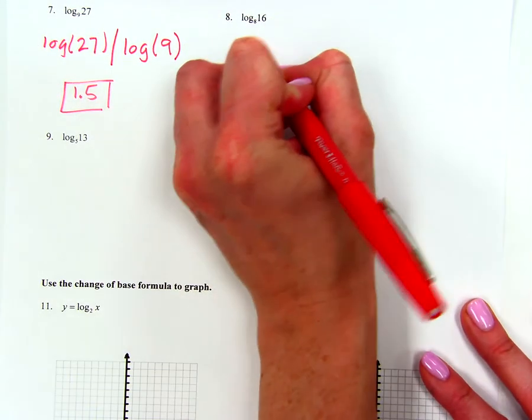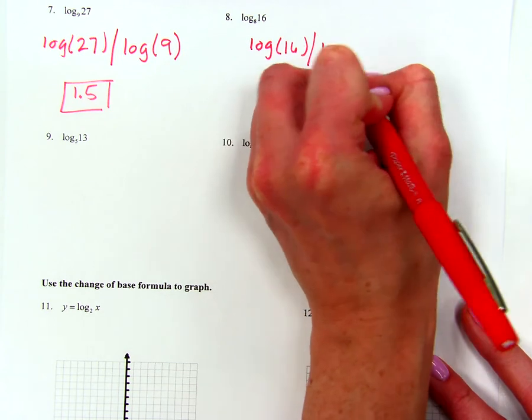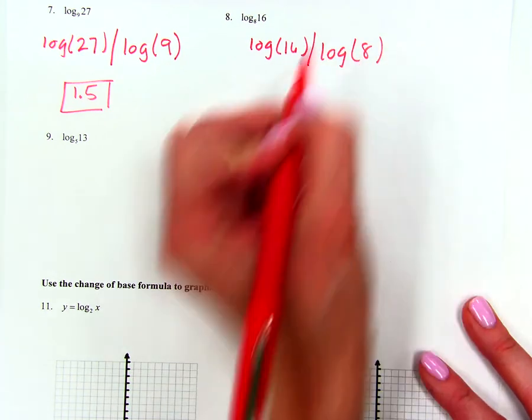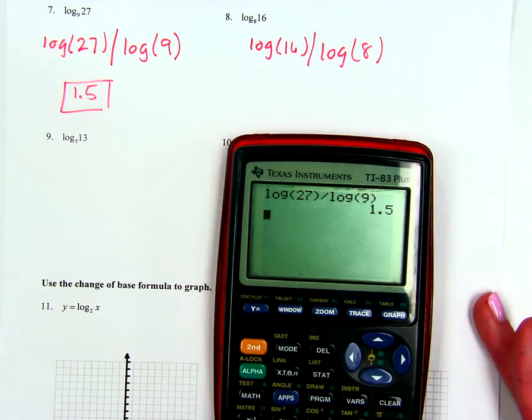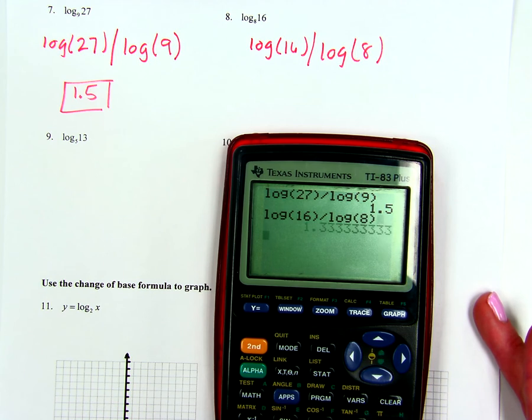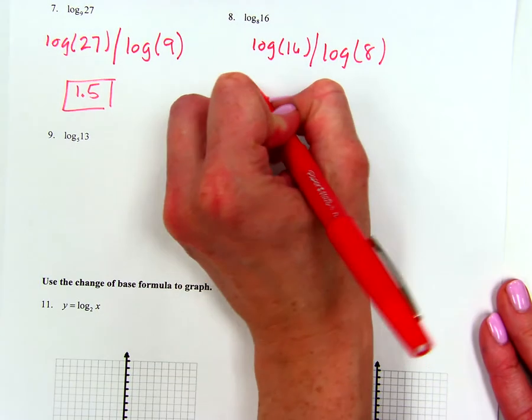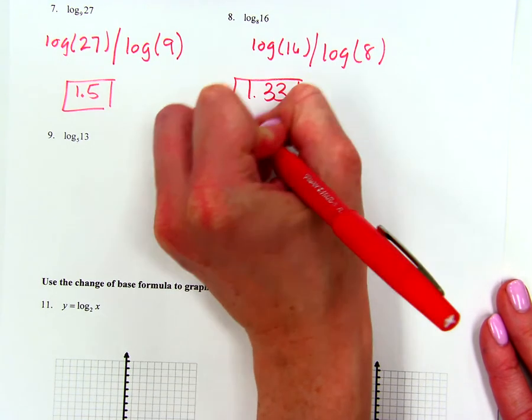So we'll start with a bigger number here, so log of 16. And we're going to divide that by log of 8. So plug that into your calculator. Don't forget your parentheses. And you get kind of a repeating decimal, so just to the hundredths place. So just 1.33 is fine for that one.